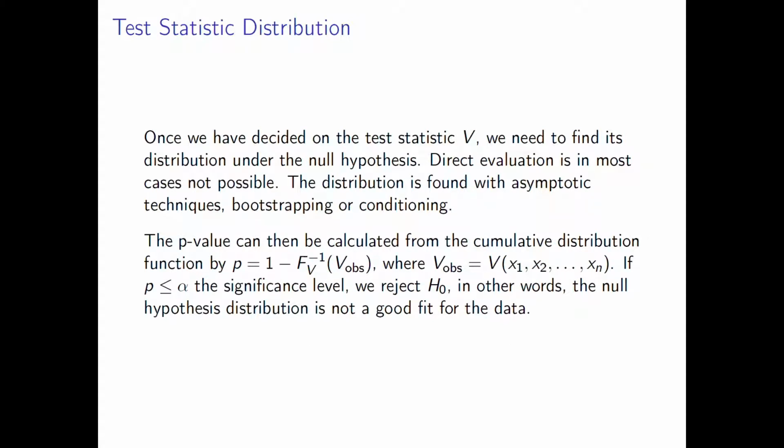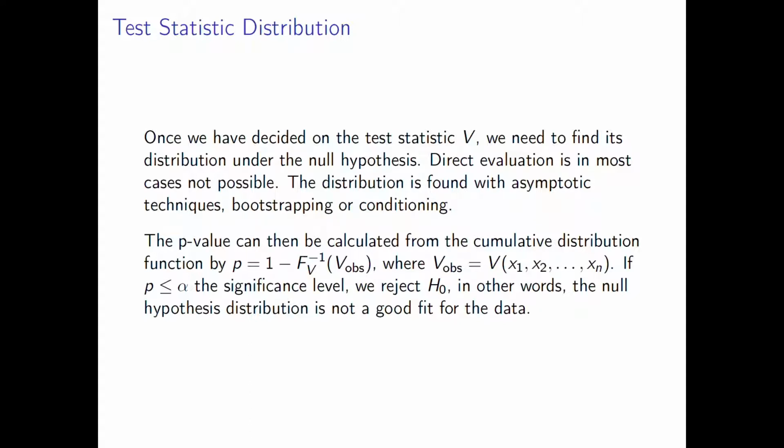So once we have chosen the test statistic, we need to construct the test statistic distribution to actually calculate the p-value. We have different methods for this. We have asymptotic methods, we have parametric bootstrapping, we can condition, and in this thesis we looked at conditioning as the main method. Once we have the distribution, we can calculate the p-value in some specific cases, as shown at the bottom.